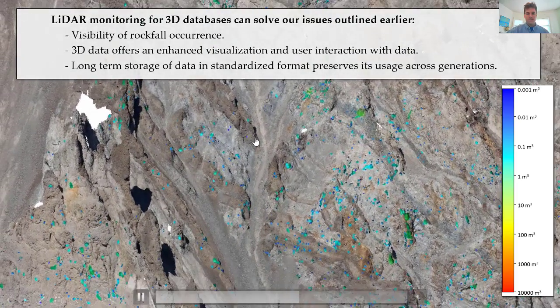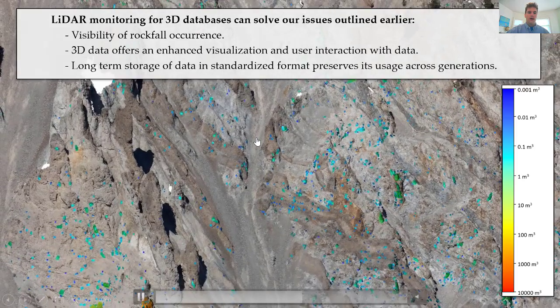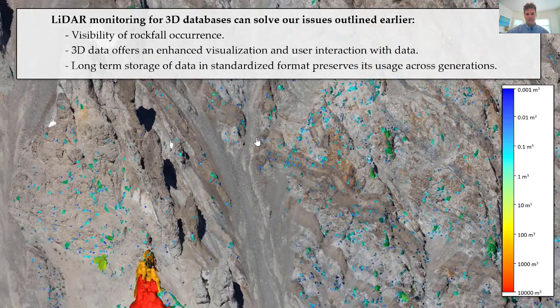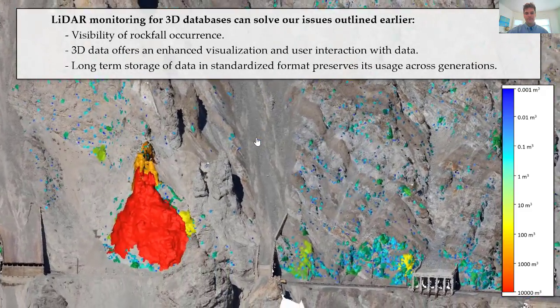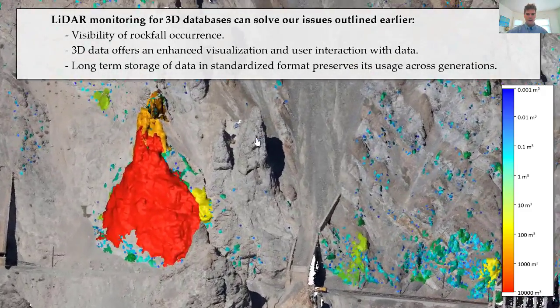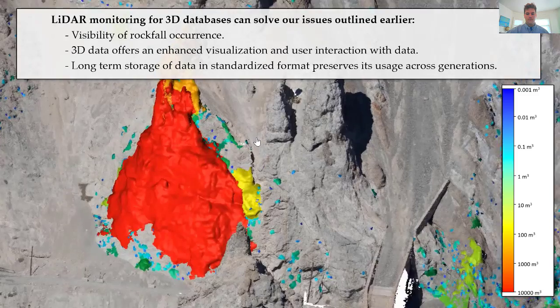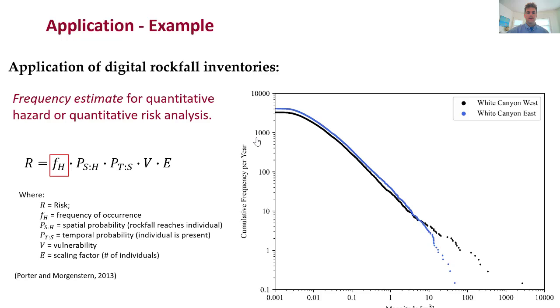And so here's a fly-through. This is of the White Canyon with the 7 years of monitoring information superimposed onto a photogrammetry model. And I'll play this fly-through again at the end of this presentation if there's time for questions.